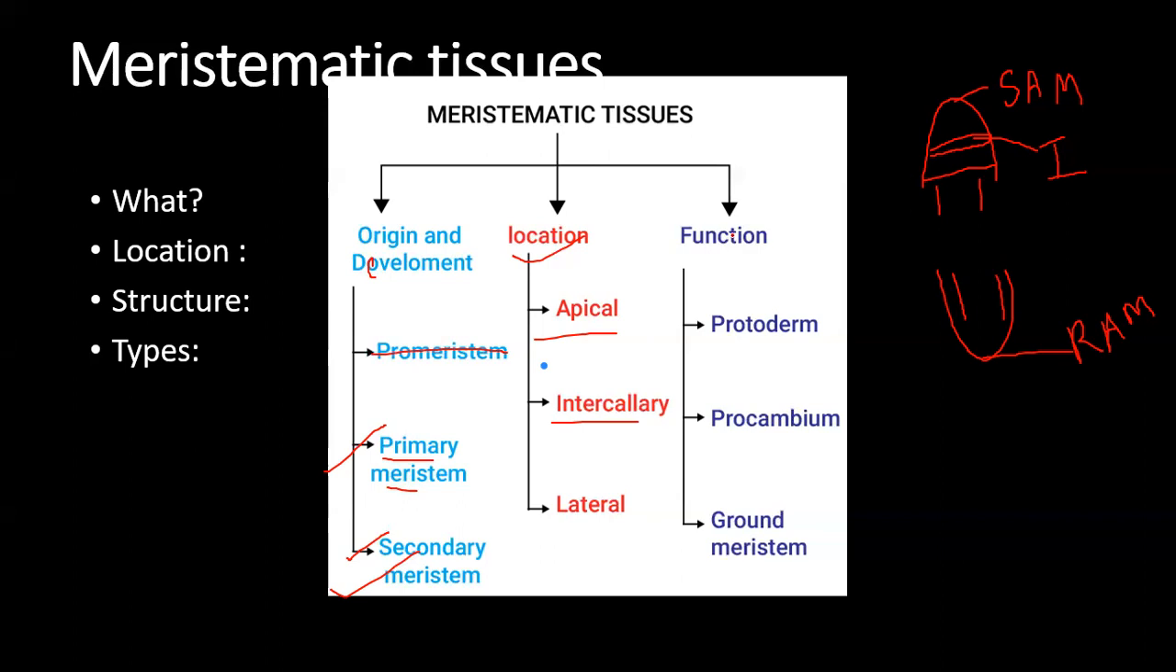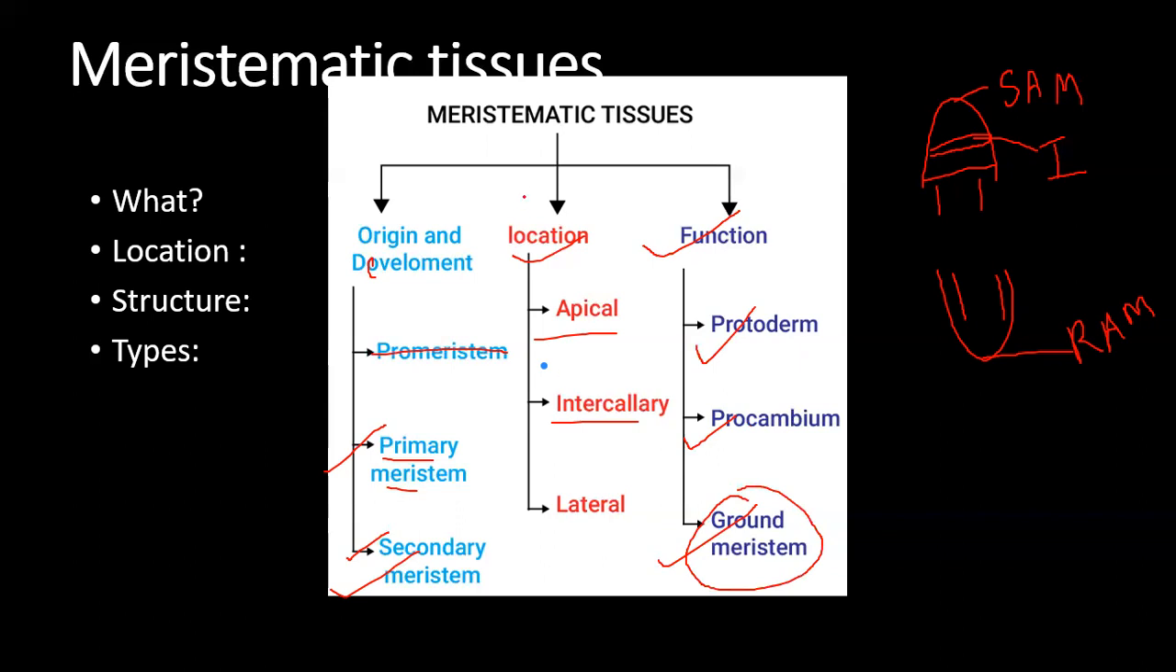So the next one is function. On the basis of function, the meristems are of three types. Protoderm, they are the future epidermis. Procambium, it is present between the vascular bundles. It produces xylem and phloem and secondary xylem and secondary phloem. The ground meristem: except the protoderm and the procambium, all other tissues come under ground tissue. All the ground tissues are obtained from this ground meristem. These are the different types of meristem.